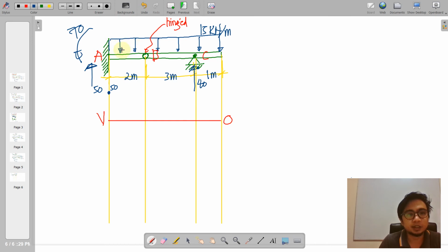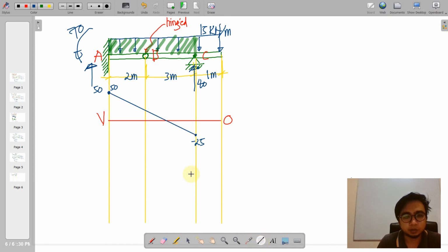this rectangle, and that rectangle is 5 by 15. That is actually equal to negative 75. So from 50, we deduct 75. So we have a negative 25 value connected by a straight line until the 40 will push it upwards by 40 units. So that is positive 15, and then this area here is 15 by 1. Okay, so it will just close our shear diagram to 0.